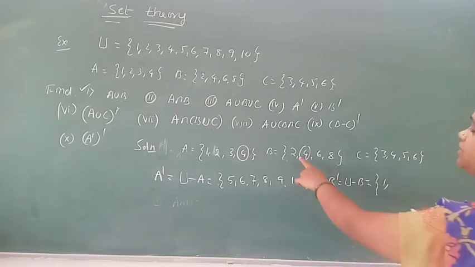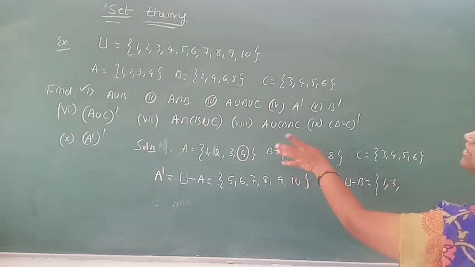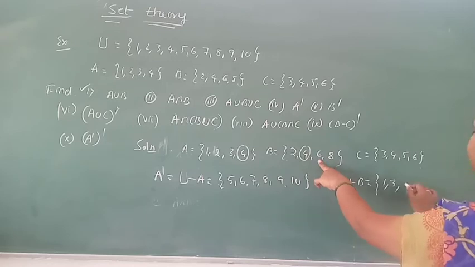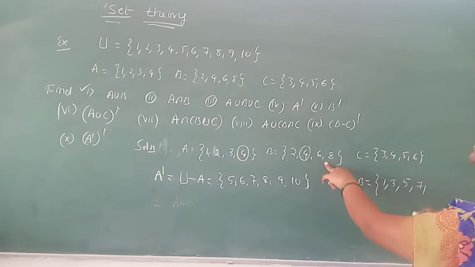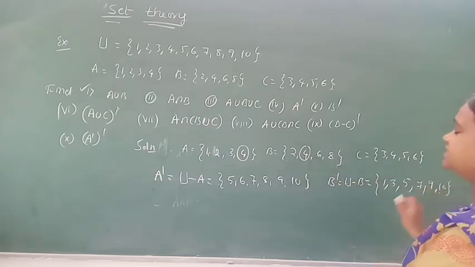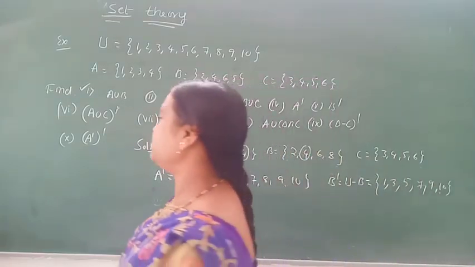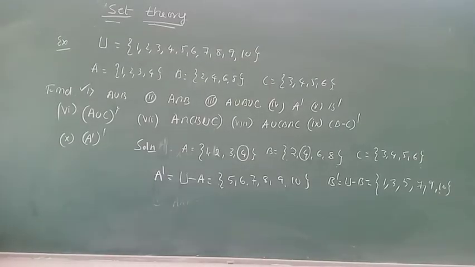1, okay, 2 is there, therefore we have 3. Next 4 is there, remove that. 5, next 6 is there, remove that. 7, 8 is there, remove that. 9, 10. These are the elements present in U but not in B. These are the examples based on A dash and B dash.